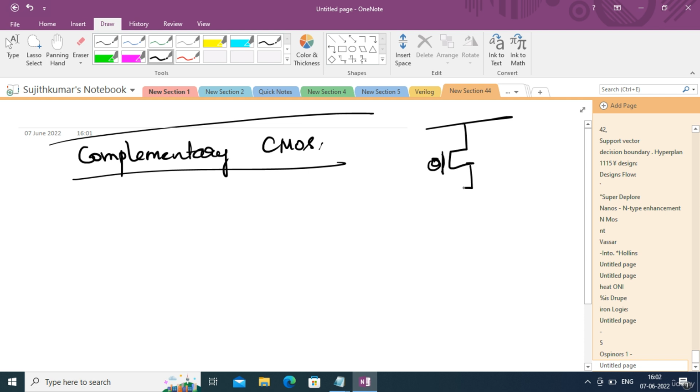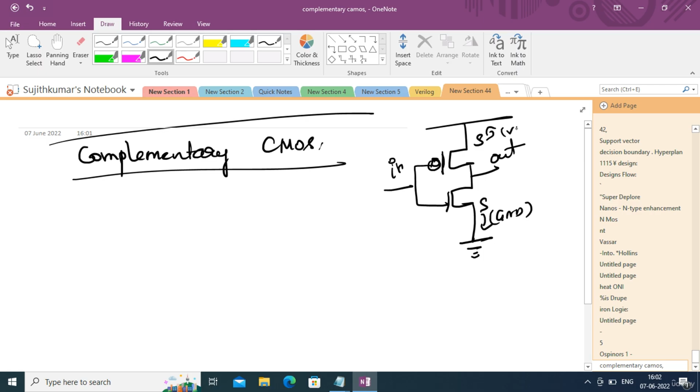in the pull-up network and one NMOS in the pull-down network. We will be combining these two, and we will call this our input, and this is nothing but our output. The source of the NMOS, as you know, should always be pulled down, that is grounded, and the source of the PMOS should also always be pulled up, which is nothing but the VDD. It should be connected to 5 volt, right?